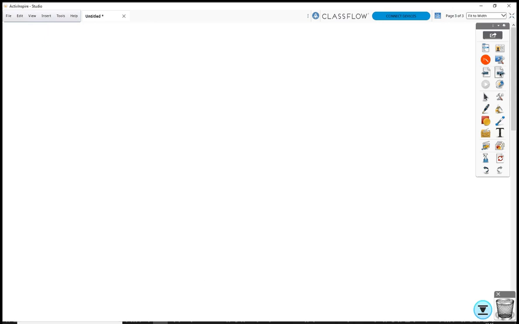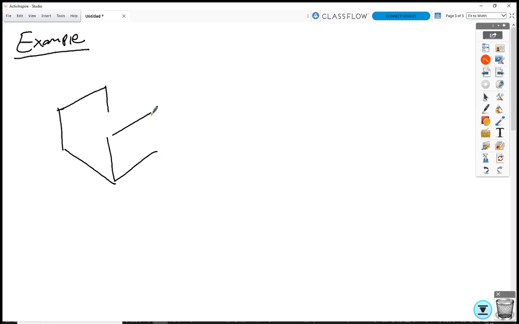Now, let's do a common example that comes up in exams. I'm trying my best to sketch this. It's quite a difficult one to sketch. Didn't come out how I wanted it to.